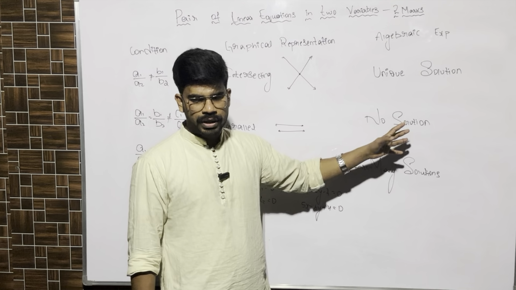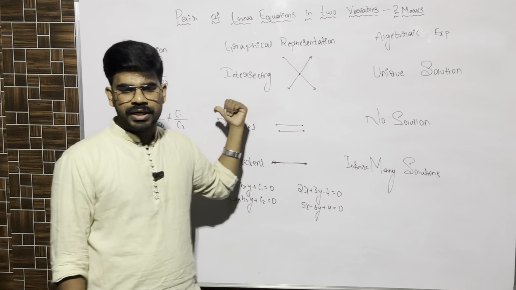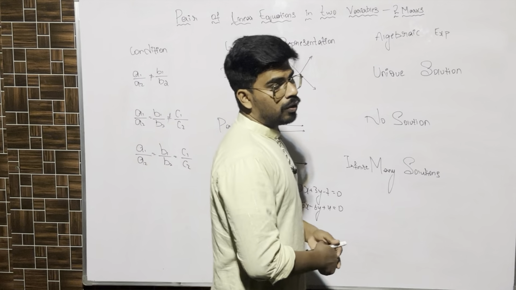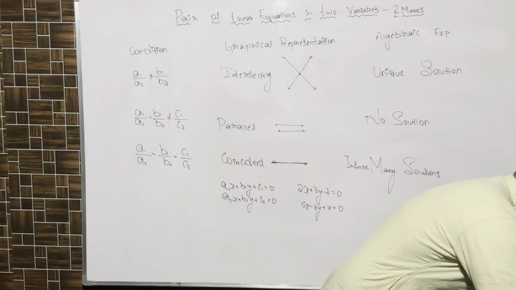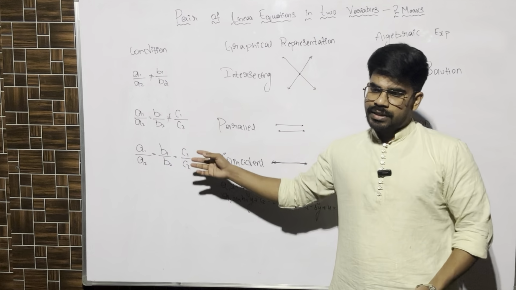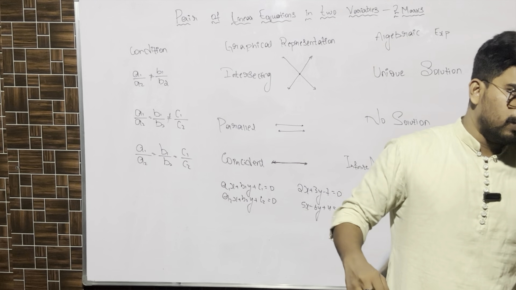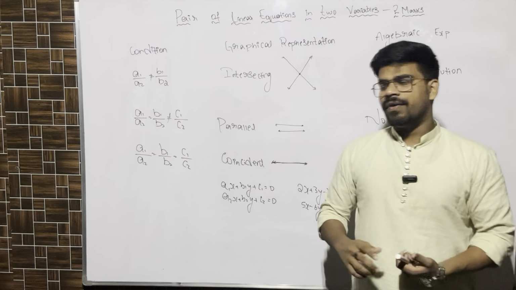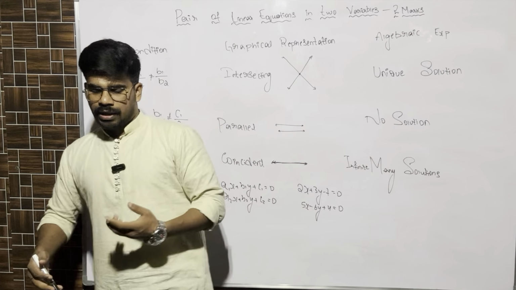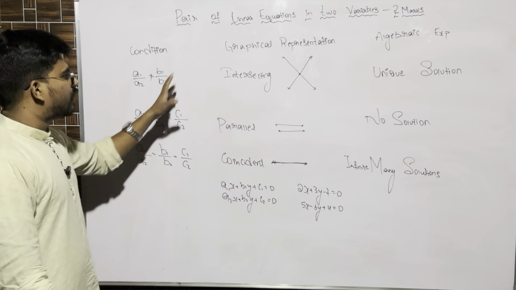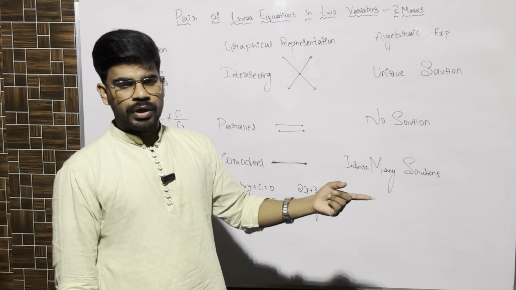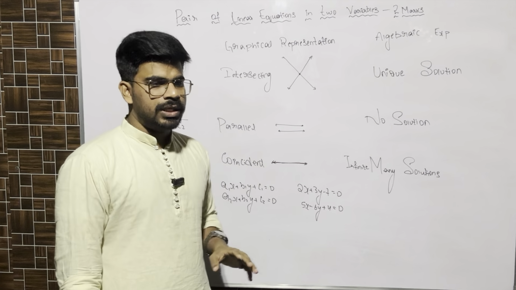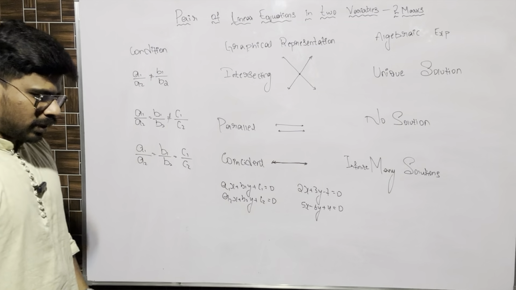If it is no solution, in the question he'll mention no solution. That means what is the condition? A1 by A2 is equal to B1 by B2 is not equal to C1 by C2. What type of lines? Parallel lines. If A1 by A2 is equal to B1 by B2 is equal to C1 by C2, what type of lines? Coincident lines. What about the solutions? Infinitely many solutions. So first of all you should know this basically: what type of lines they are and how many solutions they will have. Either it will have one solution, or no solution, or infinitely many solutions. 3 possibilities are there.